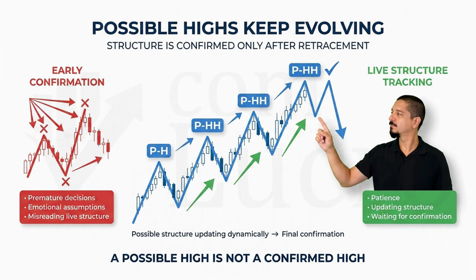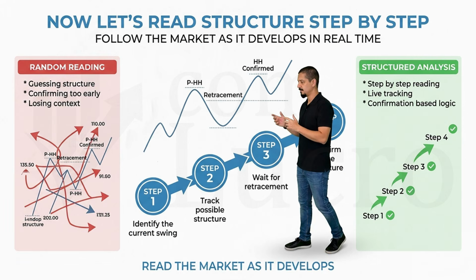This is especially important during live trading because price is constantly developing. A possible high or possible higher high is not fully confirmed yet, because price may continue moving higher before a retracement forms. That is why we continuously track the structure and update where the current possible high is forming until the retracement confirms the move. And with that understanding in place, we can now begin analyzing the chart step by step and follow how the market structure develops in real time.